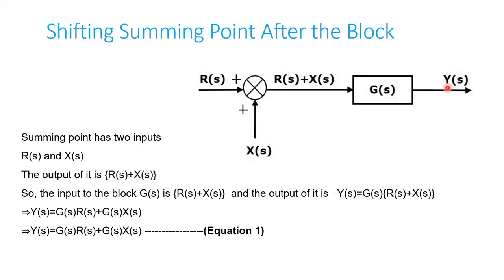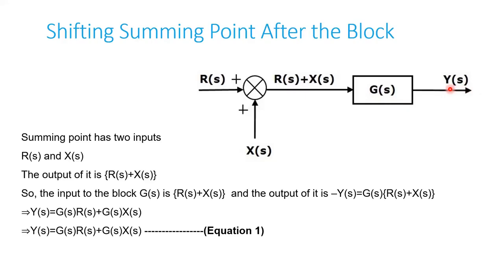So the summing point has two inputs, R(s) and X(s), therefore its output is R(s) plus X(s). In further videos I'll use R(s) and X(s) so that it is simple for us to understand. The input for this G(s) block is R(s) plus X(s), whereas the output of this G(s) block is Y(s).